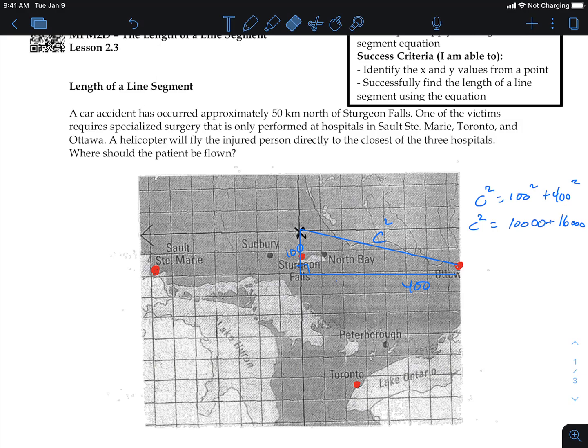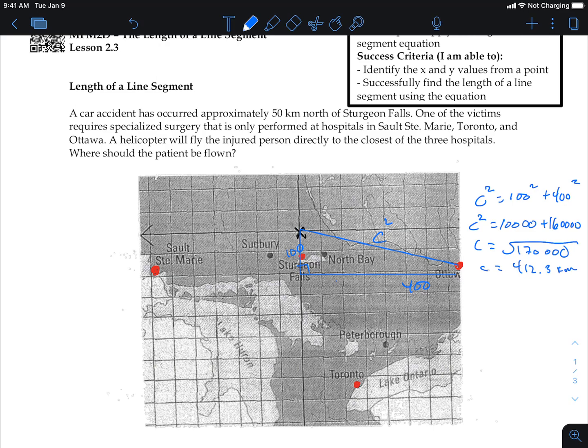Sorry, I'm running out of room. Is that better? Okay? So then C has to equal the square root of what? 170,000. Good. These shouldn't take too long, actually. So, 412.3 kilometers. So that's how far it would take to get to Ottawa.